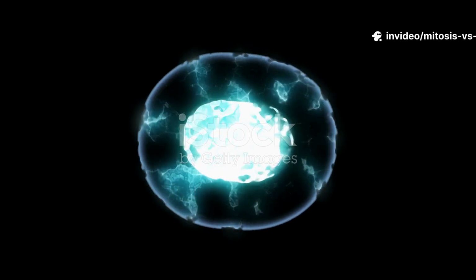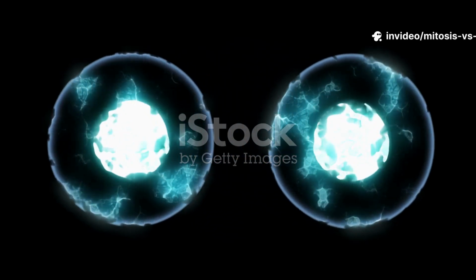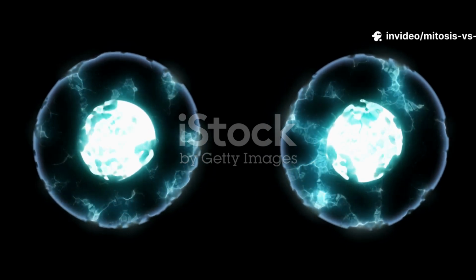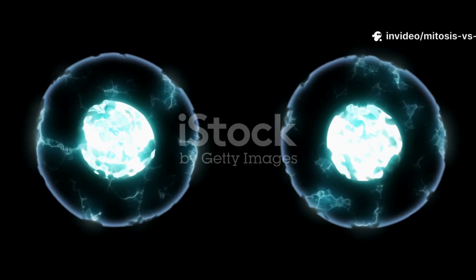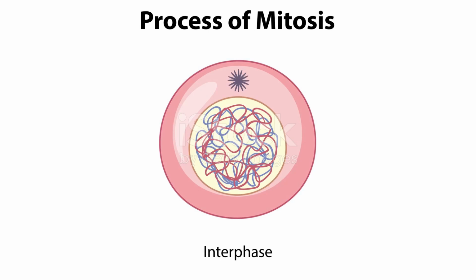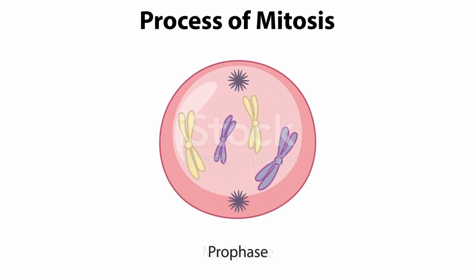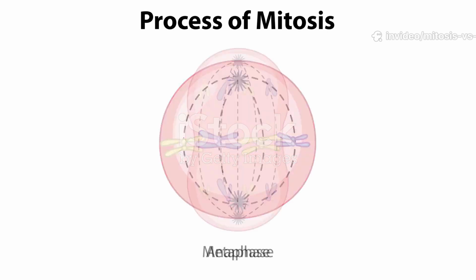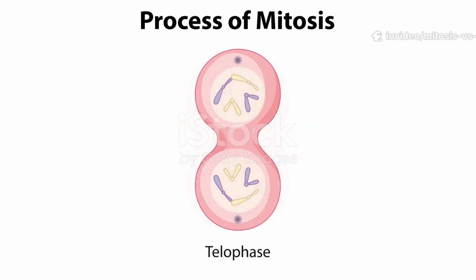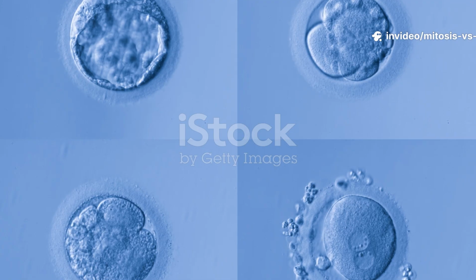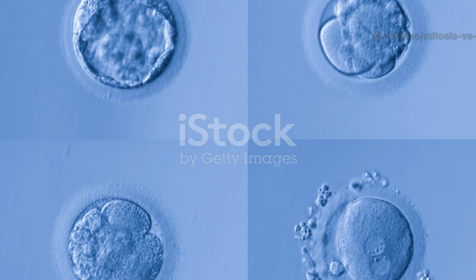Mitosis is how your body grows and repairs itself. It creates two identical cells from one parent cell, like making a photocopy. Mitosis has 5 stages: prophase, DNA condenses; metaphase, chromosomes line up; anaphase, chromatids separate; telophase, new nuclei form; cytokinesis, cell splits. Result: 2 diploid cells, identical to the parent.